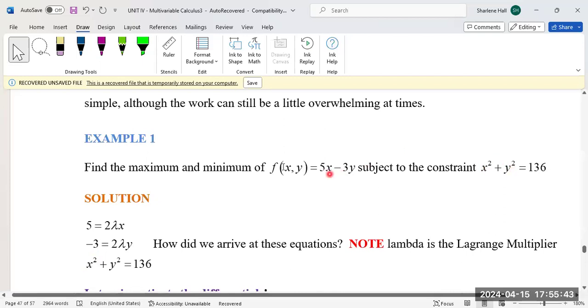This is my full constraint. So you see what I've done? I've now tied this multivariable function to my constraint.